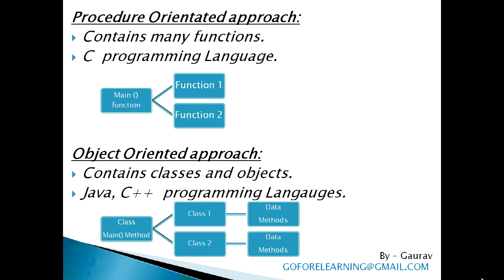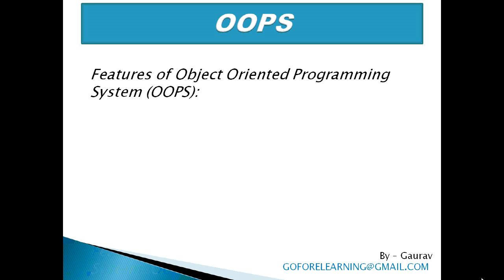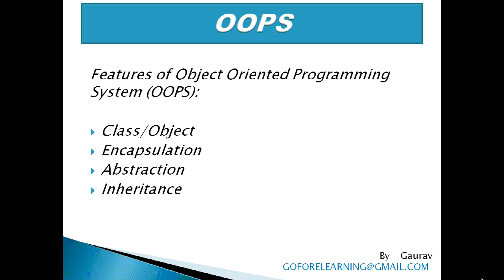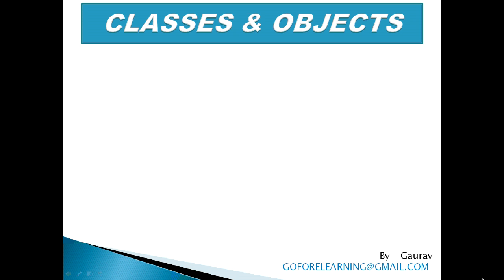So, what is the object-oriented approach? Object-oriented programming is a programming methodology to design computer programs using classes and objects. The features of the object-oriented programming system are classes, objects, encapsulation, abstraction, inheritance, and polymorphism. Now, we can discuss classes and objects.